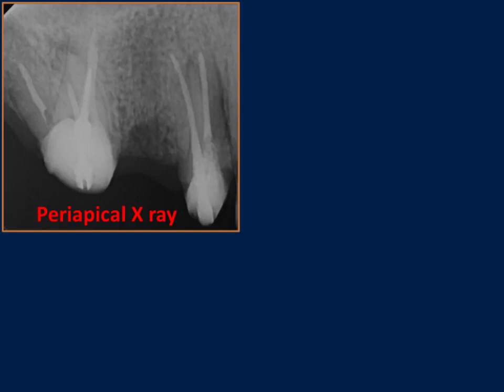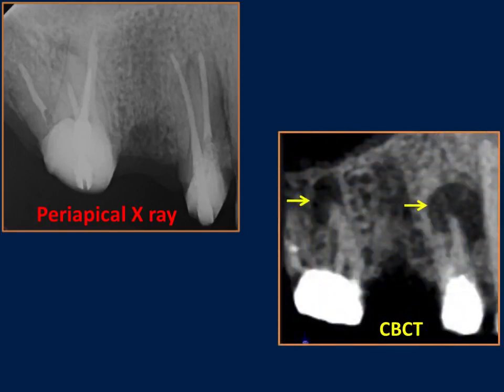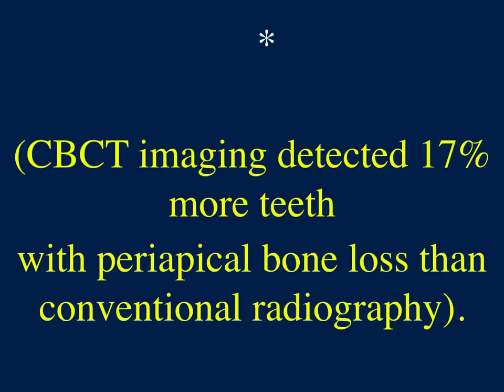appear yet. But if we take CBCT, we can see the lesion inside, because CBCT imaging detects 17% more teeth with periapical bone loss than conventional radiograph. So, starting today, when you have a patient who claims he has pain, and you could not detect anything in his X-ray with the 2-dimension periapical X-ray, think to take a 3-dimension X-ray, or CBCT.